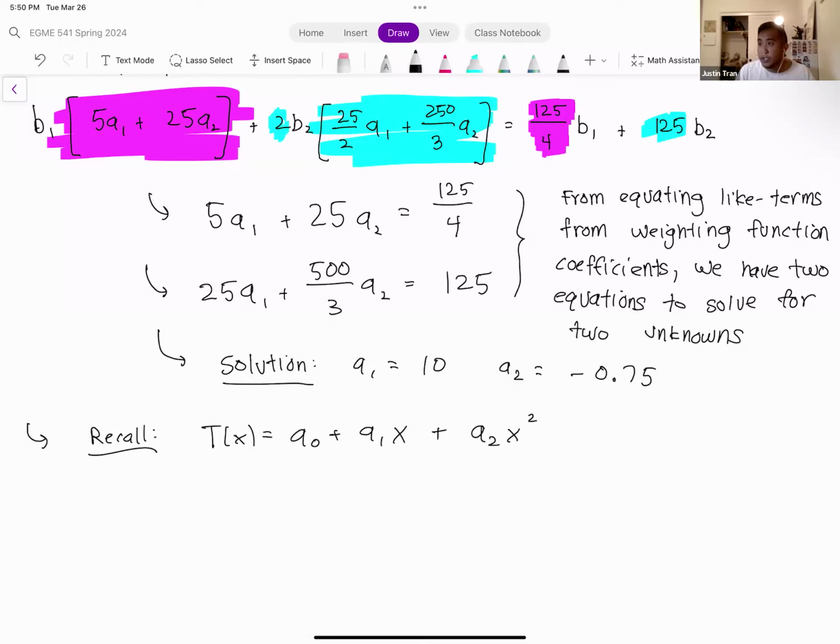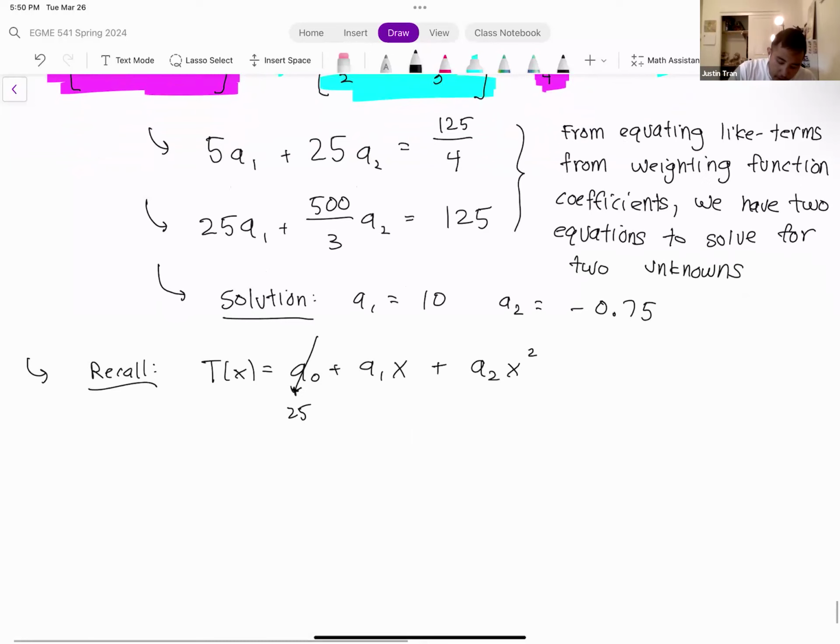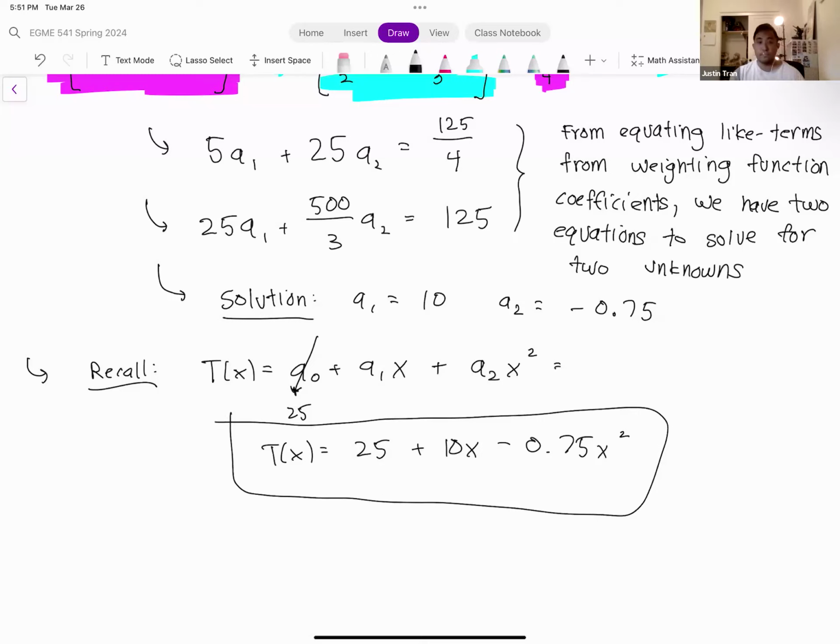We have A0, so A0 we found from our Dirichlet boundary conditions is 25. And then from the weak form of the equations, we now have the solutions for A1 and A2 as well. And so if we plug in for all this, our solution T of x is equal to 25 plus 10x minus 0.75x squared. So this right here is our approximate solution to our boundary value problem.